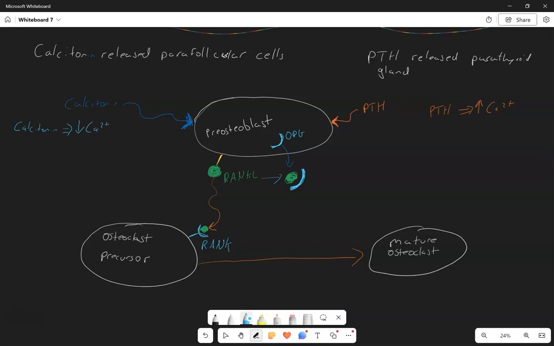So these two hormones, calcitonin and parathyroid hormone, work in concert with one another to regulate your blood calcium levels, and they do so by serving as antagonists to one another. Parathyroid hormone is going to raise blood calcium levels, whereas calcitonin is going to lower blood calcium levels.